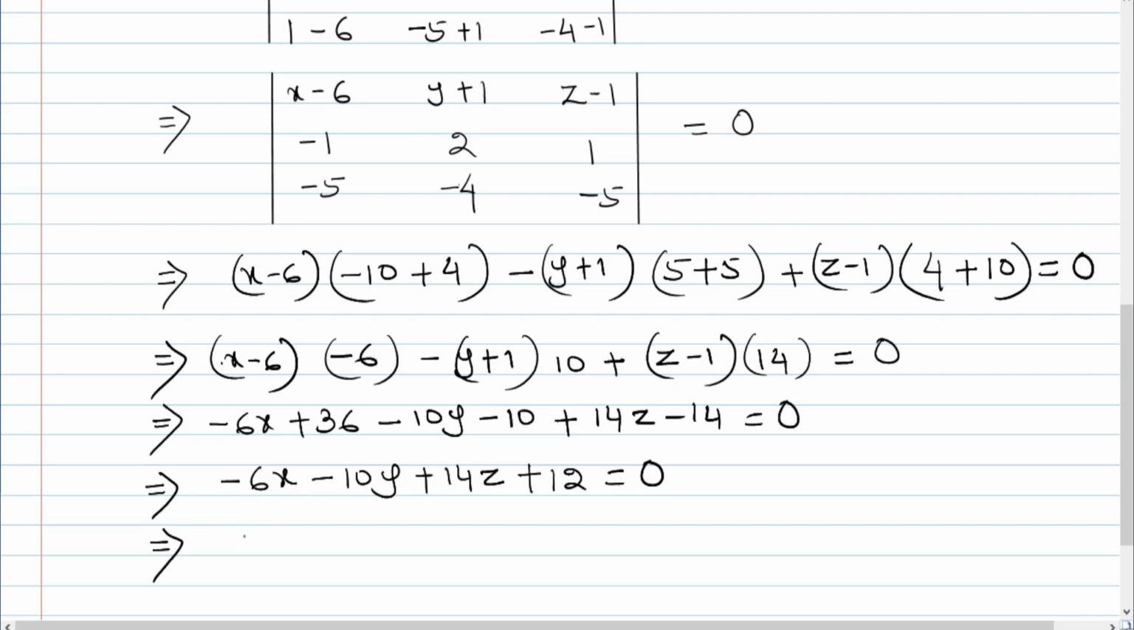Dividing minus 2 on both sides, you will get 3x plus 5y minus 7z minus 6 is equal to 0. So that is the equation of the plane passing through the 3 points which are given.